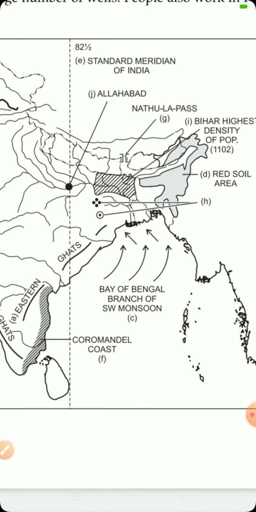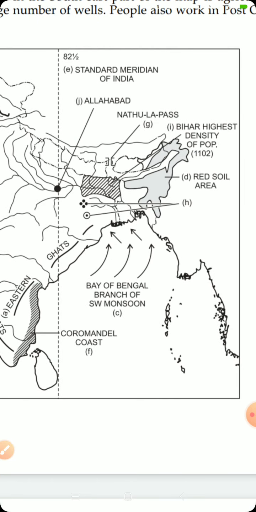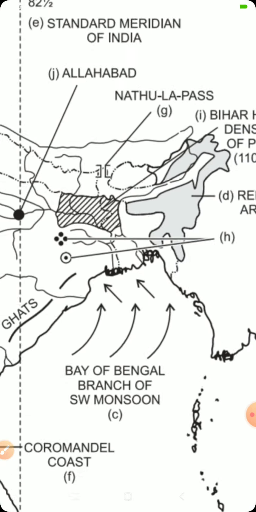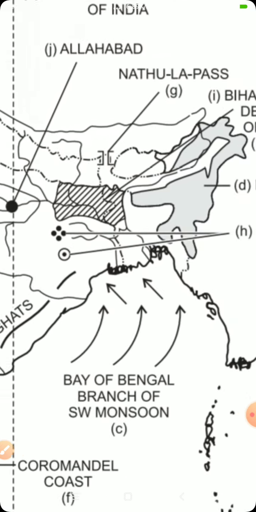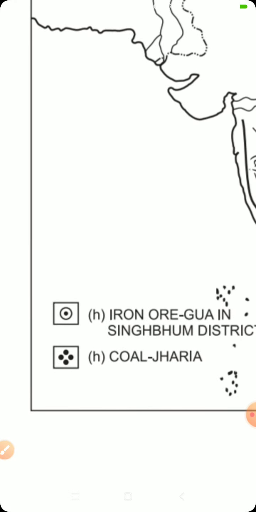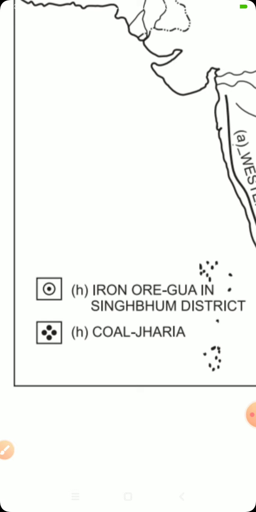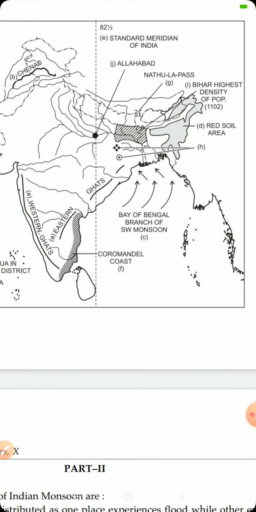Then F it was asked about Coromandel coast, you see Coromandel coast is shaded here, F. Then G was Nathula Pass, how Nathula Pass is shown. H was about two places, Singhbhum and Jharia mines, we have shown H here, and the key is given here for H. H iron ore in Singhbhum district, like this key you can make, and coal in Jharia can be shown by different shadings. So H is over.